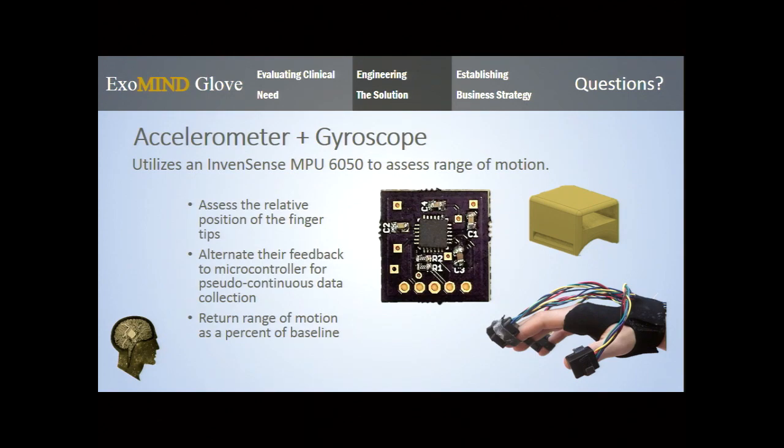As you can see on the screen, we have designed our own printed circuit board in order to minimize the size of this device, because each of these has to go in a housing unit, and then each housing unit goes on a finger. One of the problems that plagued our early prototypes was large housing units, and so we had to reduce the size to improve functionality. These accelerometers, in the end, return a percent of a baseline motion, roughly from 0 to 100%, correlating to 0 to 180 degrees of motion.